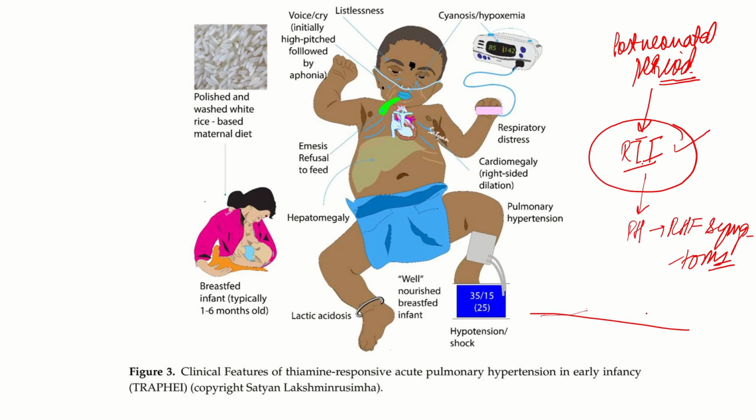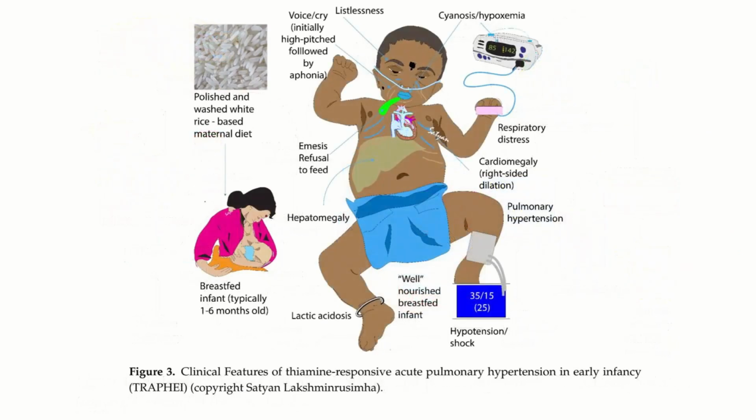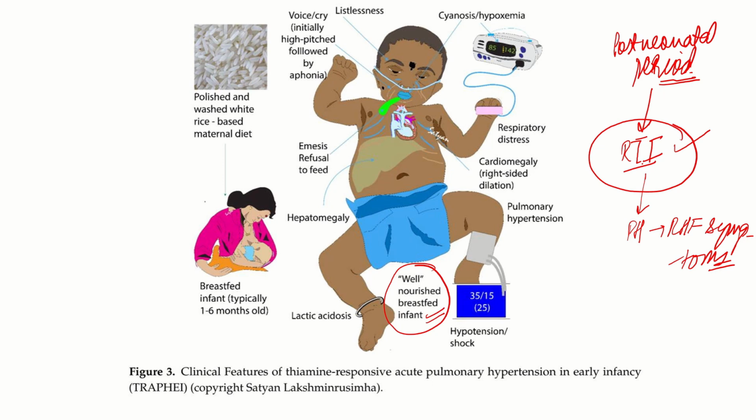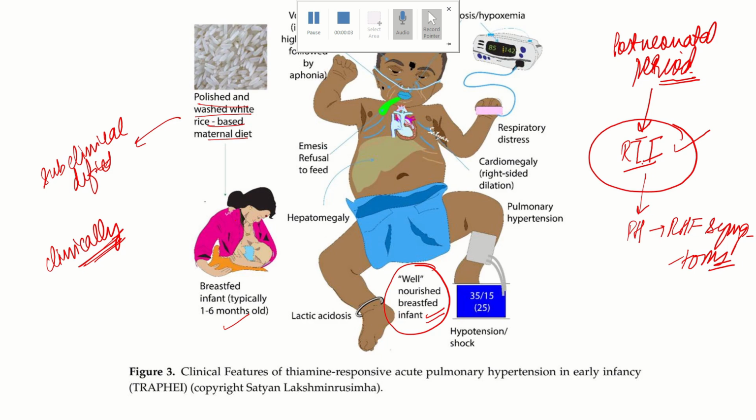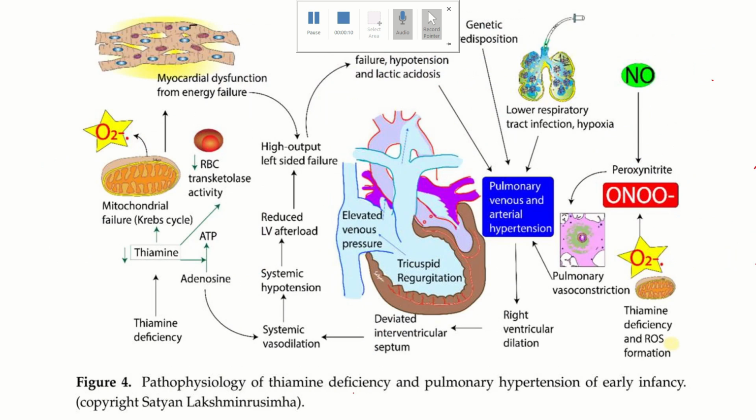These infants usually are well-nourished, breastfed infants. They look well and have always been well before they land up in pulmonary hypertension. There is a history of exclusive breastfeeding, and the mother has been consuming a polished white rice based diet, and the mother is basically having a subclinical thiamine deficiency. The child, being very metabolically active at this particular age, presents clinically with overt thiamine deficiency. Why does this happen? There are two mechanisms by which pulmonary hypertension develops. As we know, thiamine deficiency causes a state of acquired mitochondriopathy.